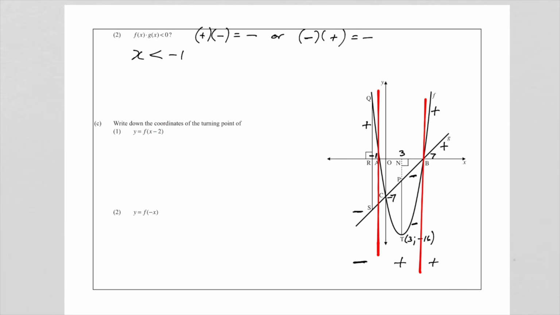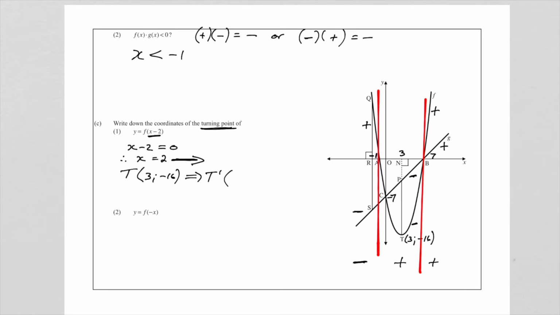And the question is, how do we shift it? The easy way to do it is to take the part inside the bracket, that x minus 2, let it equal 0, and then say x is equal to 2. So it means we need to shift the parabola, or for this matter, the turning point, 2 units to the right. Now, we know the turning point of this parabola because we found it already. That turning point was the point T, (3; -16).